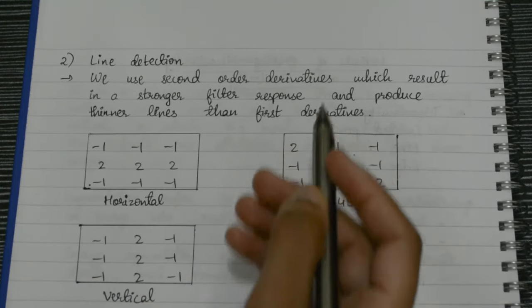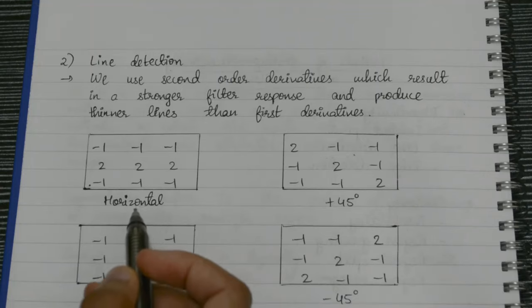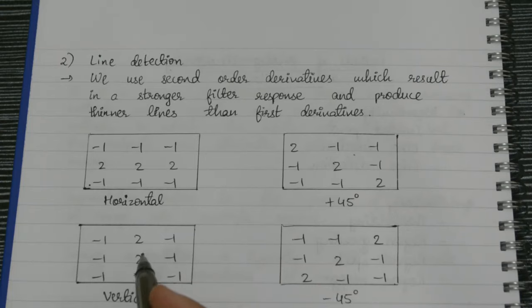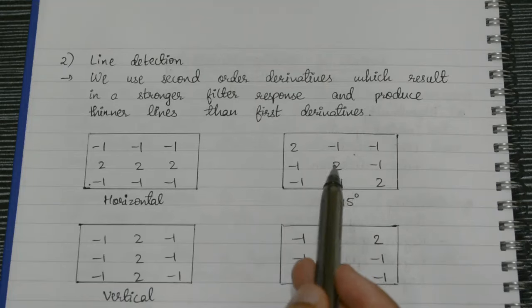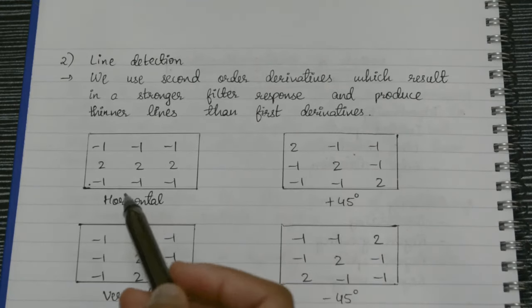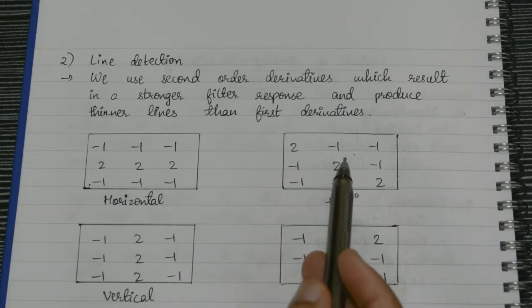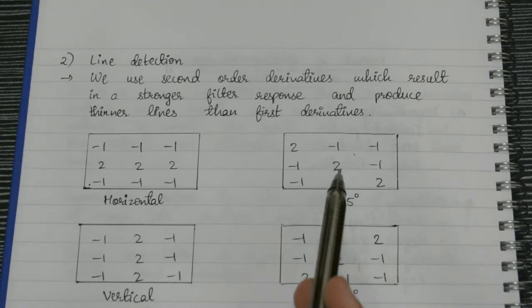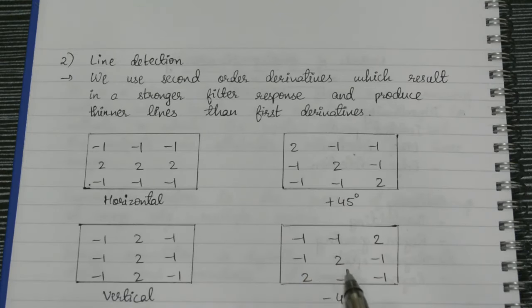Okay, the kernel for detection of horizontal lines is this one. For vertical lines it is this, and for any line at plus 45 degrees we use this. That means if it is a line at plus 45 degrees, then we use this filter, and for minus 45 degrees we use this filter. So just note down all of these filters. They are really important and they can be asked in the questions.